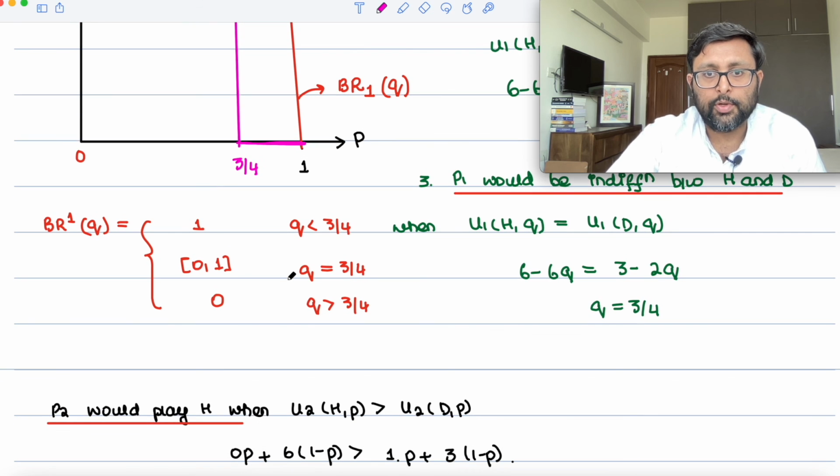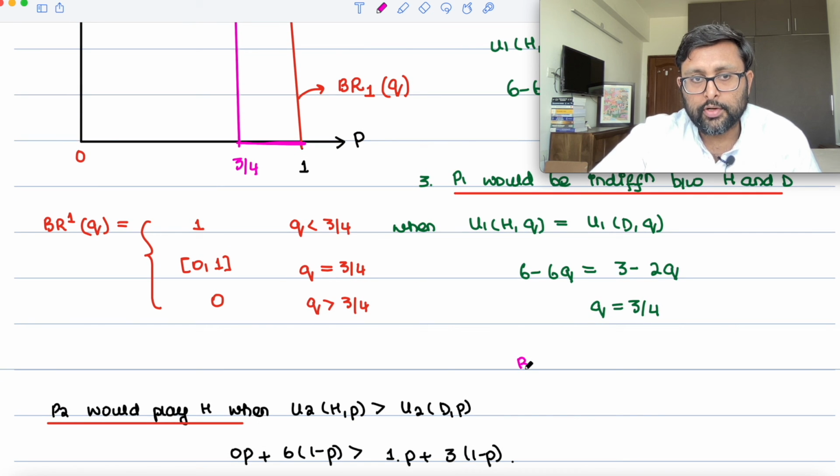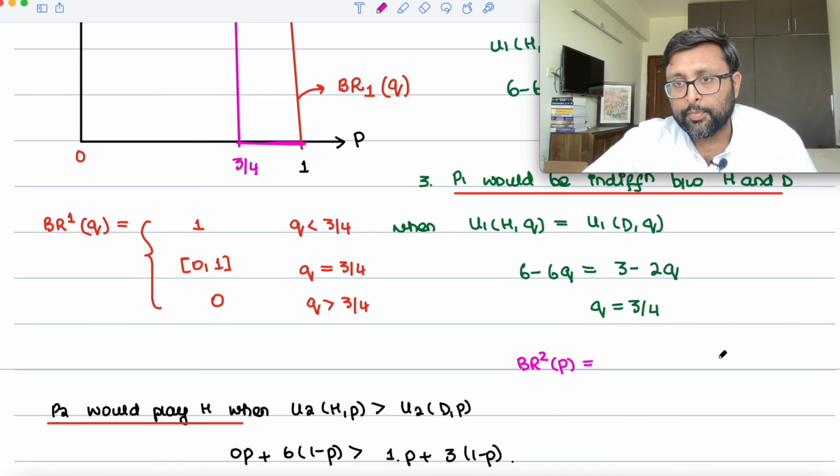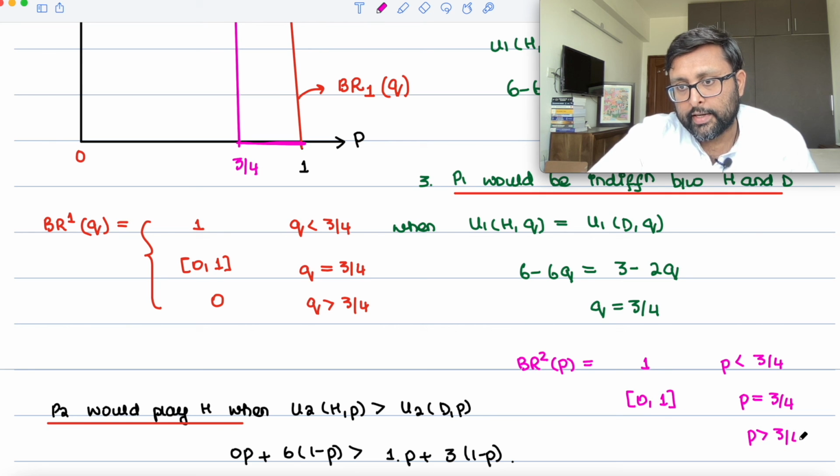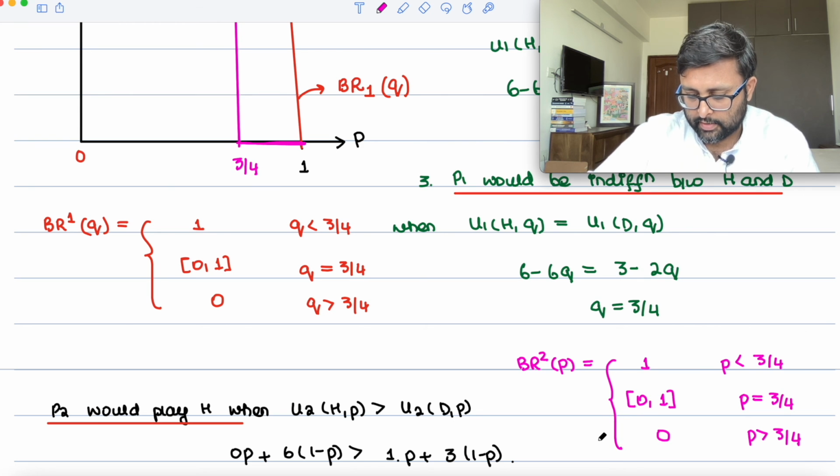So how do you write the best response function of player 2, given the probabilities of this player? If p is less than 3 by 4, it is going to be equal to 1. If p is equal to 3 by 4, it is going to be equal to 0, 1. If p is greater than 3 by 4, it is going to be equal to 0.